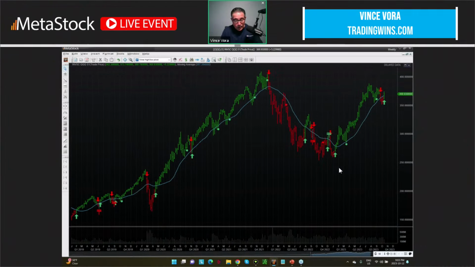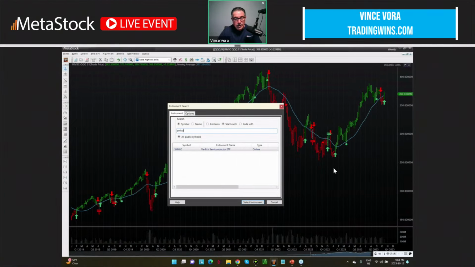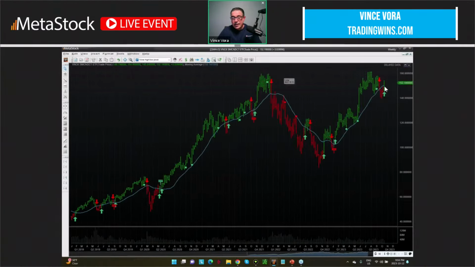And the other one, which I wanted to bring up because I saw someone ask for it, I don't remember who, is SMH, which is the semiconductor index or ETF, right? There it is, same thing. Now, also, anyone familiar with charting patterns, that's a pretty good looking cup and handle formation starting to take place. So there's another one. You can look at individual stocks within that sector.